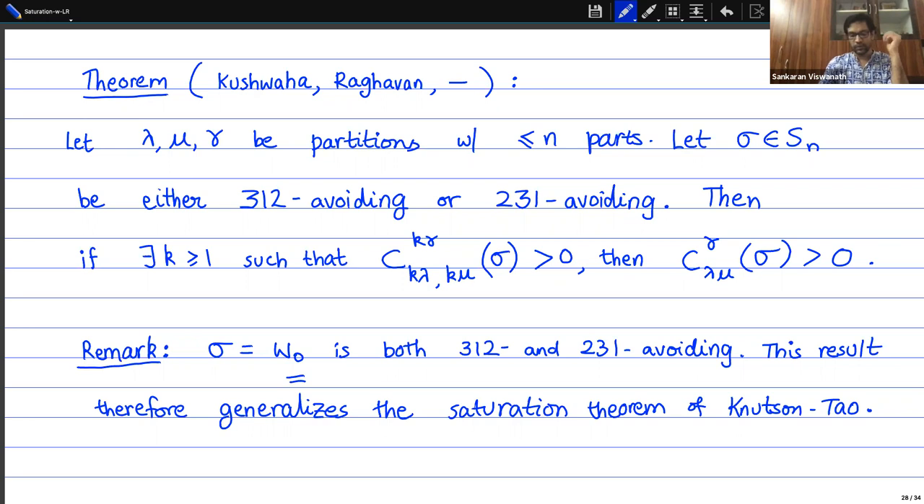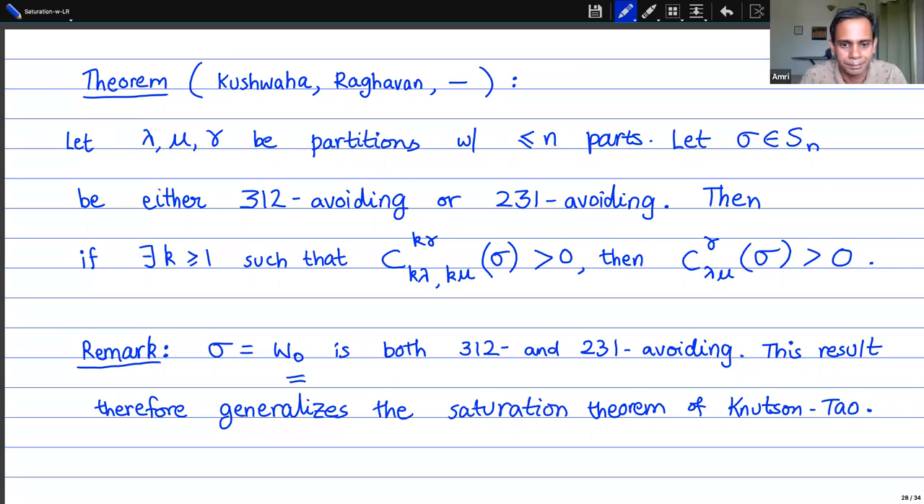One can also look at permutations which are products of these kinds. If you write it as some w1 cross w2 cross w3, an element of a Young subgroup in which each of the components is of one or the other type, 3-1-2 or 2-3-1 avoiding, then again it holds. But for the most general case, it's not clear what holds. We didn't find any counterexamples.